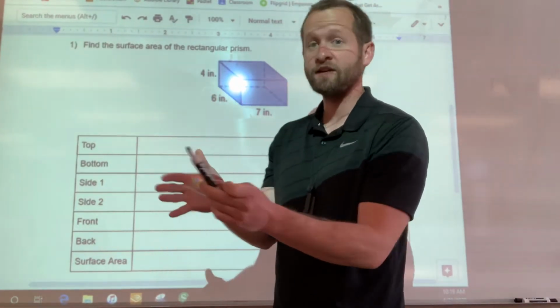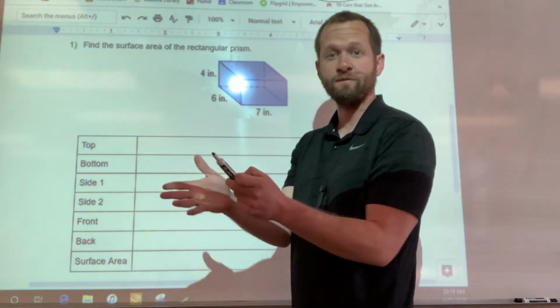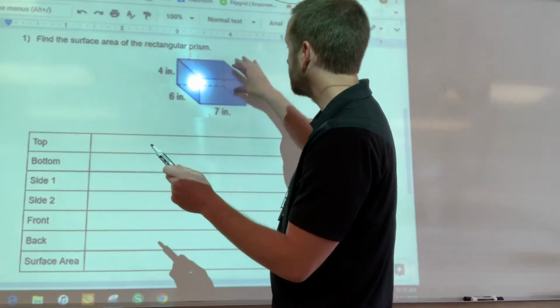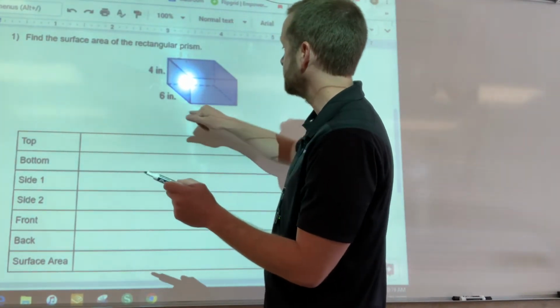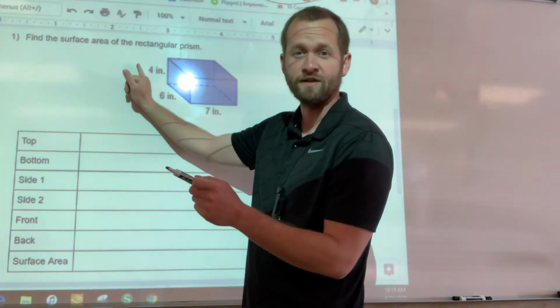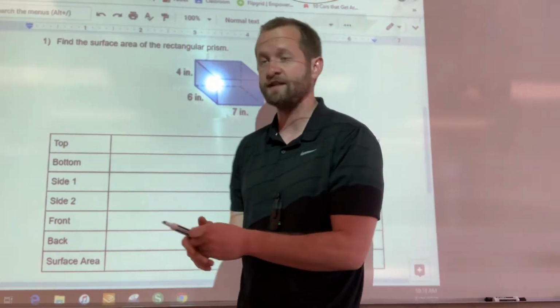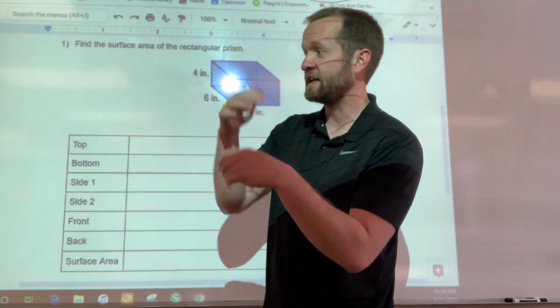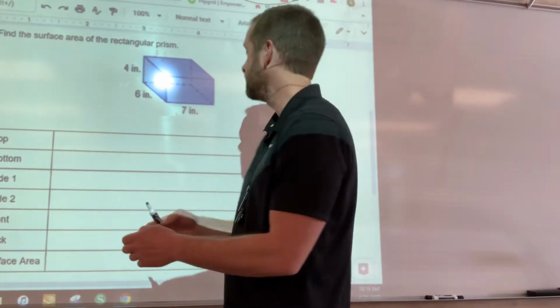This particular rectangular prism, I want to look at the dimensions before we jump into it. We have a prism that has a base of 7 inches, a width of 6 inches, a height of 4 inches. We're going to find the surface area of this today, so we're going to find how much space the outside of this thing takes up, all right?